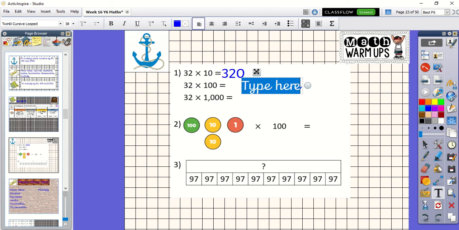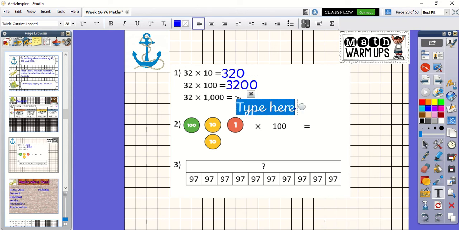Okay then, so 32 times 100, you should have got the answer as 3,200. So remember, you're making 32 100 times bigger this time, and we've got those 2 zeros on 100. And then the last one, 32 times 1000, the answer that you should have got is 32,000. Okay, if you want to, you can put a comma in between your 32 and your 000. Remember that 32 is 1,000 times bigger here in the answer.